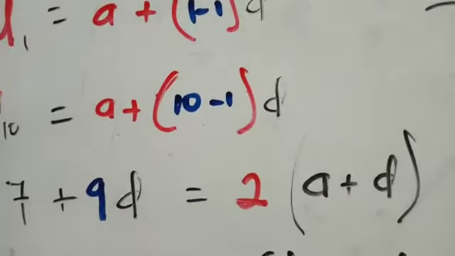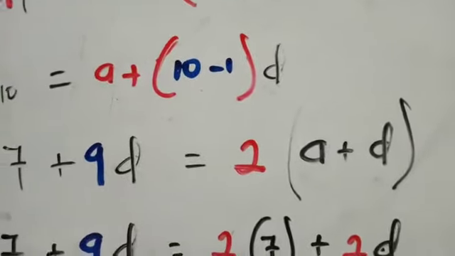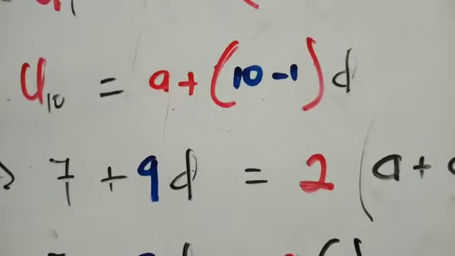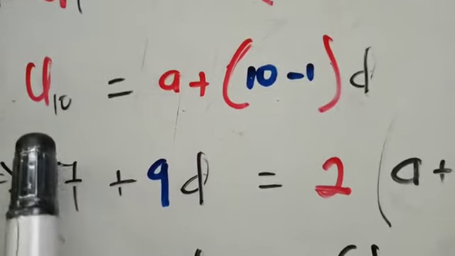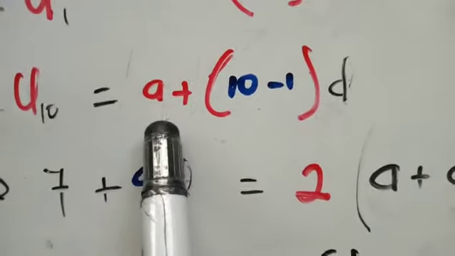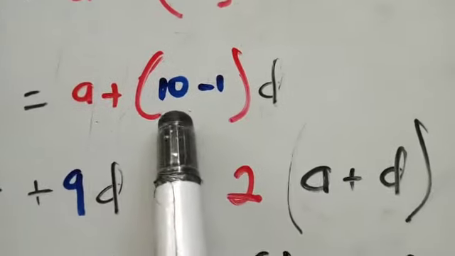Okay, now we are given U10, the 10th day. How does U10 look? It looks like this: A plus n minus 1.